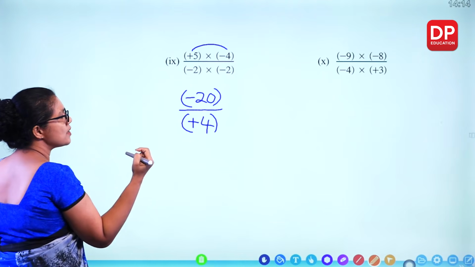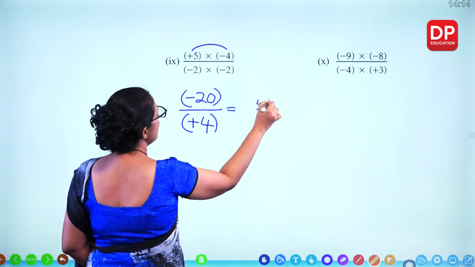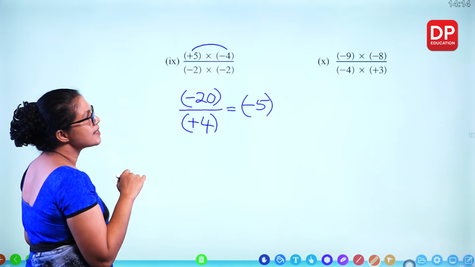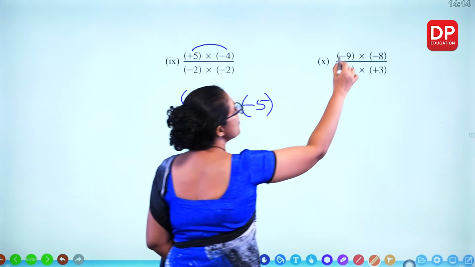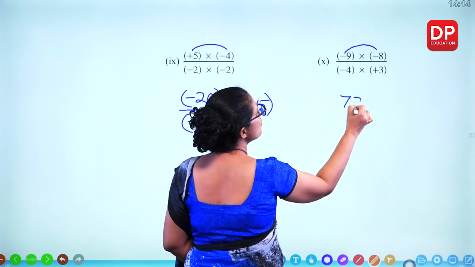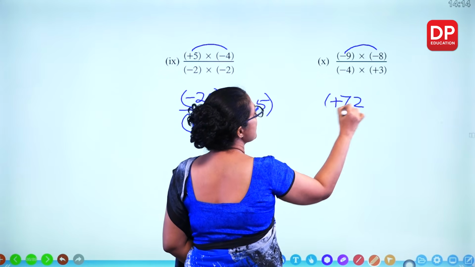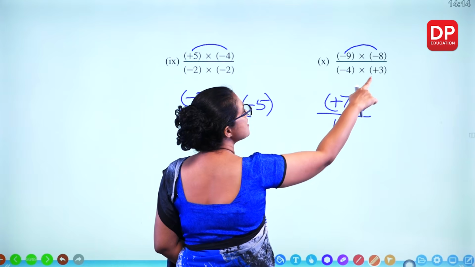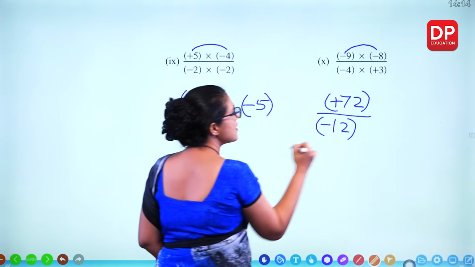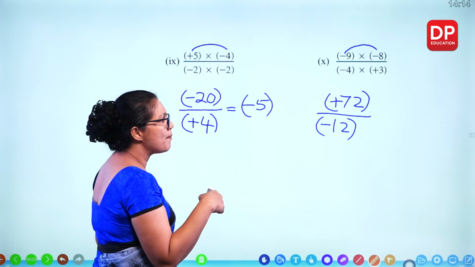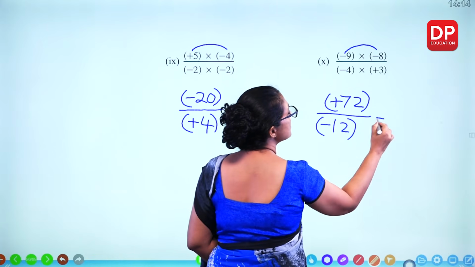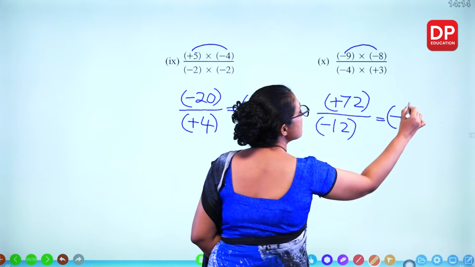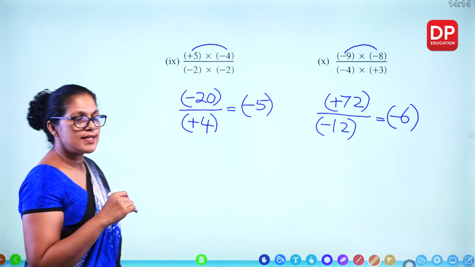Now do this one. 20 divided by 4 is 5. 1 is negative, 1 is positive. Answer is negative. Do the numerator. 9 times 8, 72. Both negative means plus answer. 4 times 3, 12. 1 is negative, 1 is positive. Answer is negative. 72 divided by 12, you get 6. 1 is positive and 1 is negative. Answer is negative.